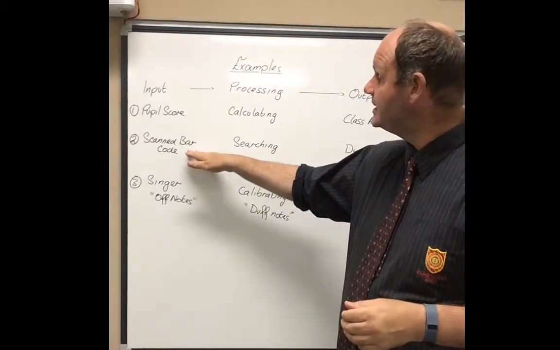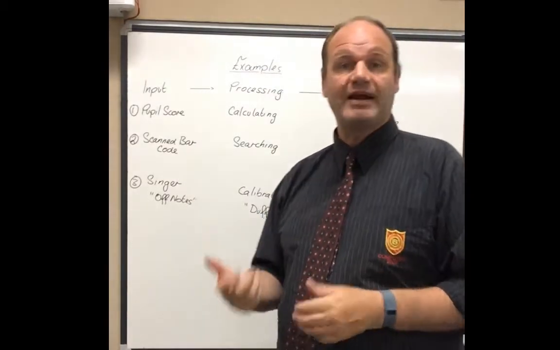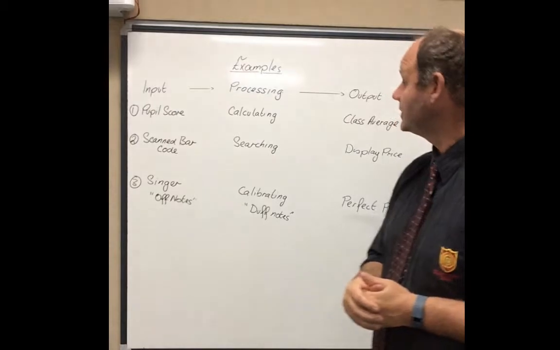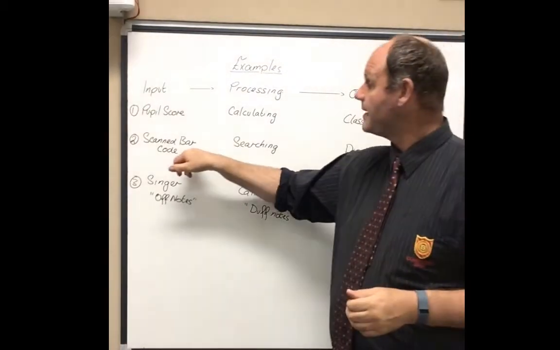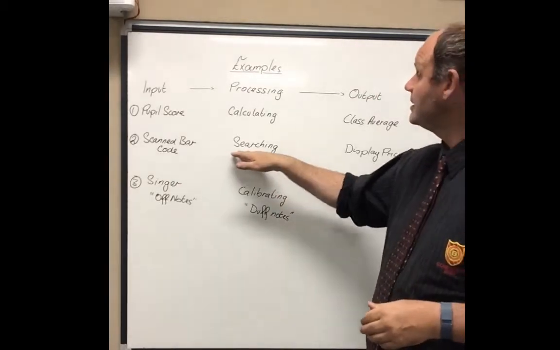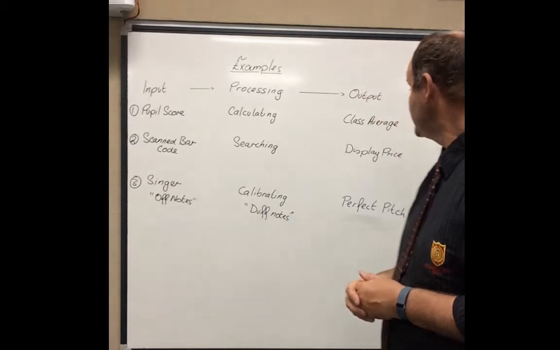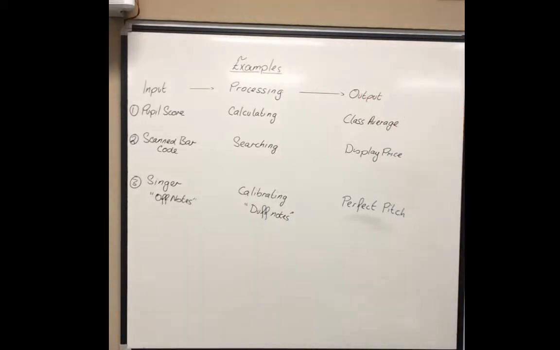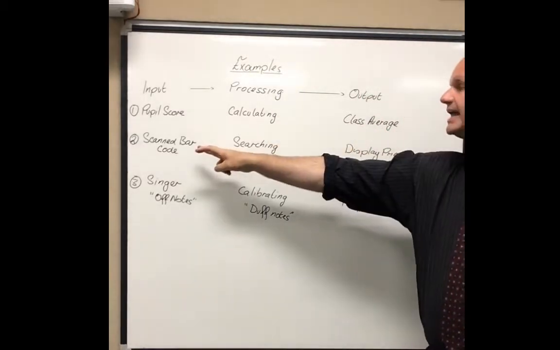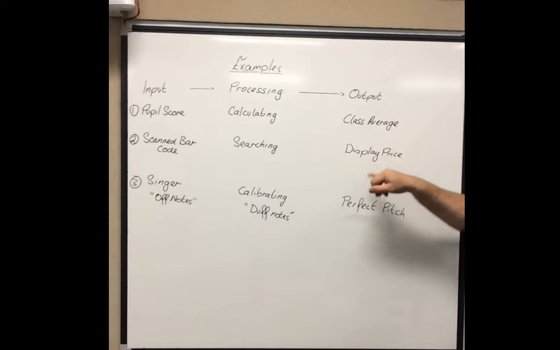Another example is a scanned barcode. So the shop assistant goes around with their scan reader. Once that information has been put into the computer, then some work can be done on it, such as searching in this case. And you are able to have the scanned barcode and be able to have a price related to that particular product.